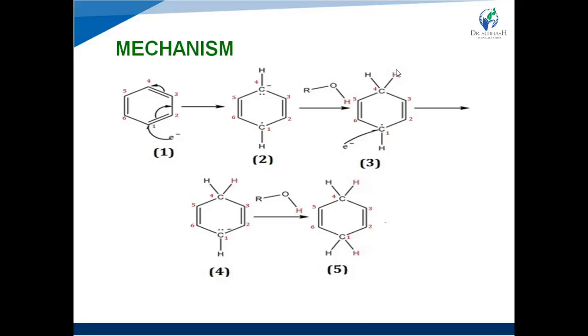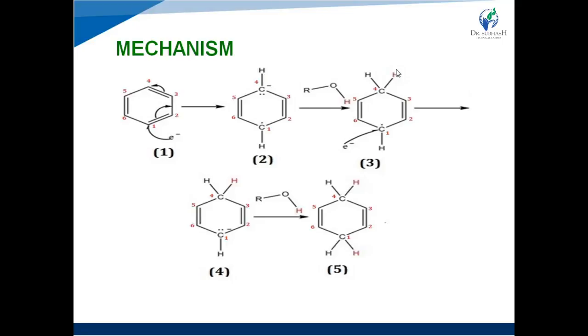Protonation of the first carbon occurs with the help of an alcohol molecule. The alcohol molecule provides the H plus ion and causes the hydrogenation of the first carbon. Again, on the first carbon there is a free electron pair, and this free electron pair can form a bond with H plus and cause the hydrogenation, right? So structure 5 is our product.